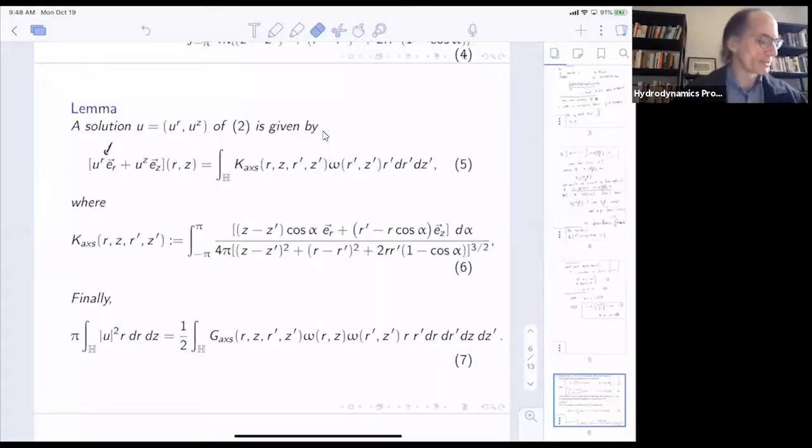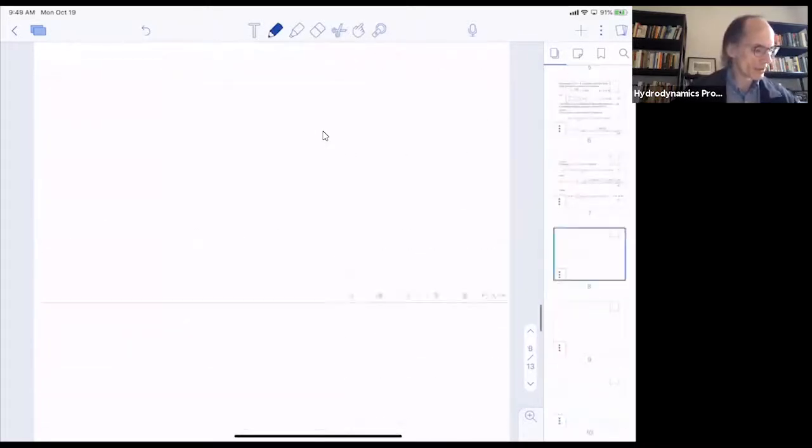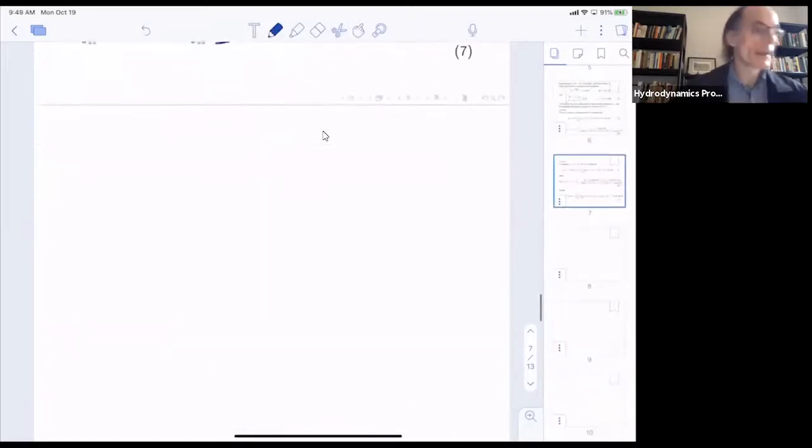And then we have an expression for the kinetic energy in terms of this axisymmetrized G. So G is again the Green's function. This is like a log, if you like, and in this case, like the Biot-Savart kernel, like 1 over distance rotated. Okay, let's see if we can see where this comes from. Let's just get to the proof.